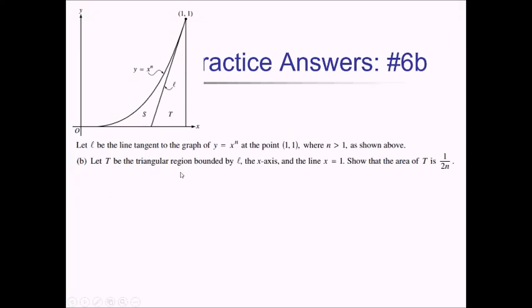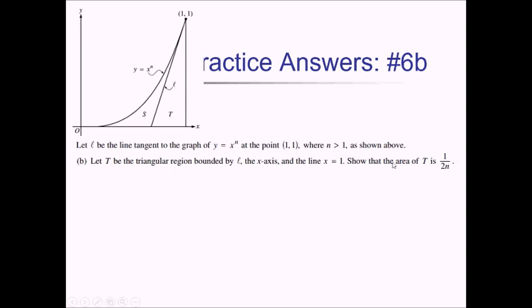For this problem, T is the triangular region bounded by L, the x-axis, and line x equals 1. We just want to show that the area of T is 1 over 2n. So this problem is kind of nice in the sense that they already told you what the answer is. You just need to prove that it's true.